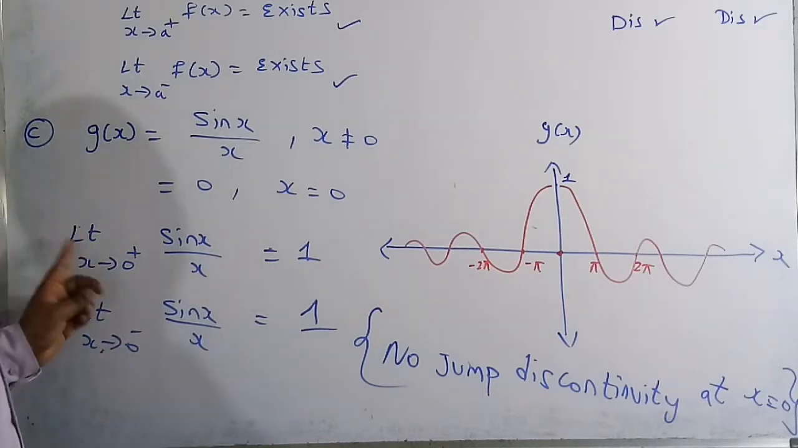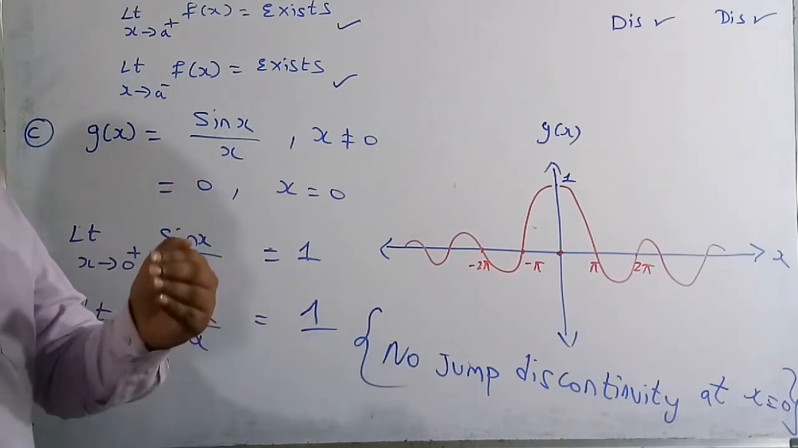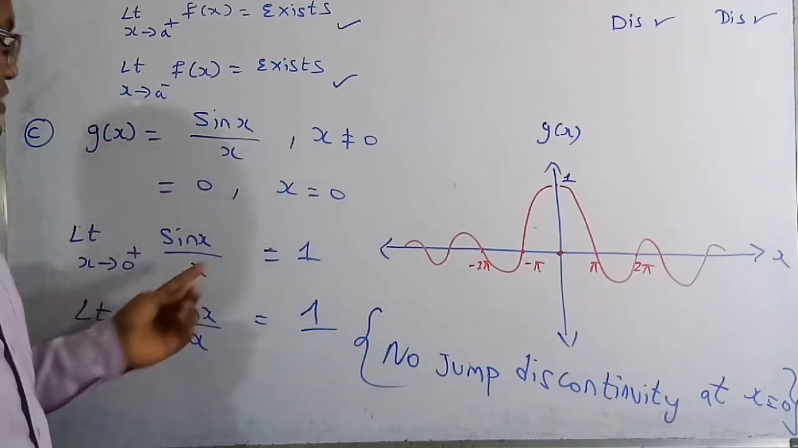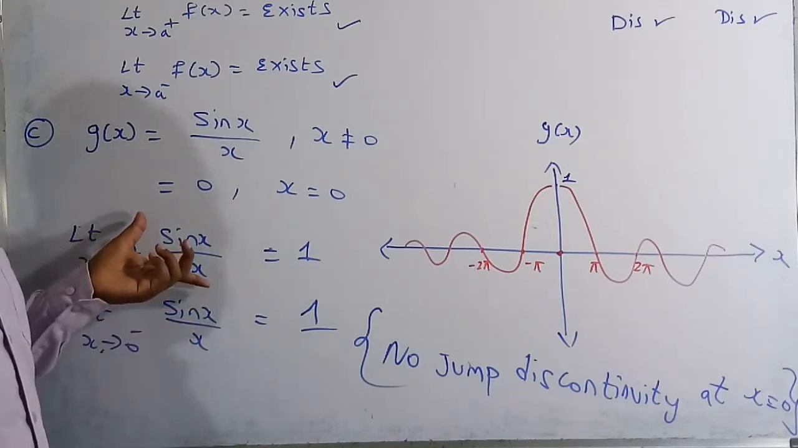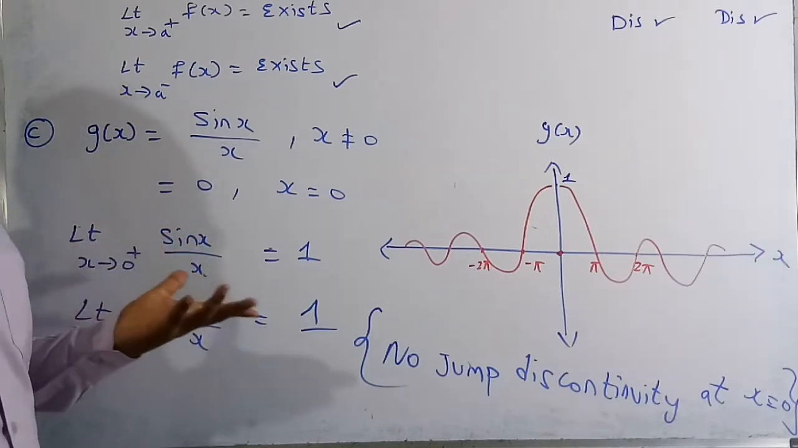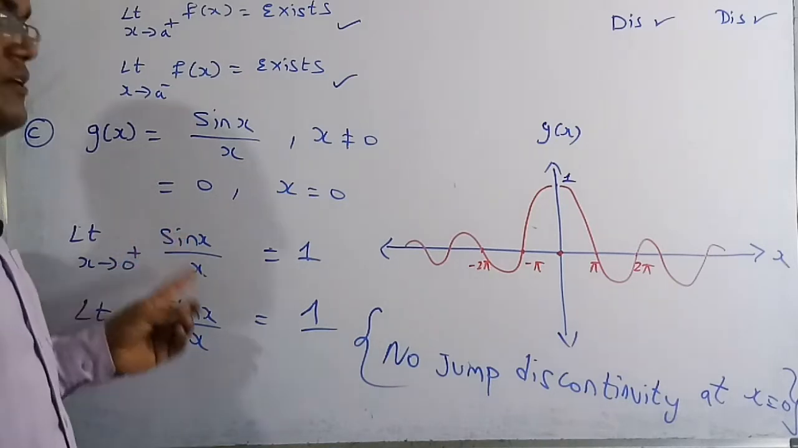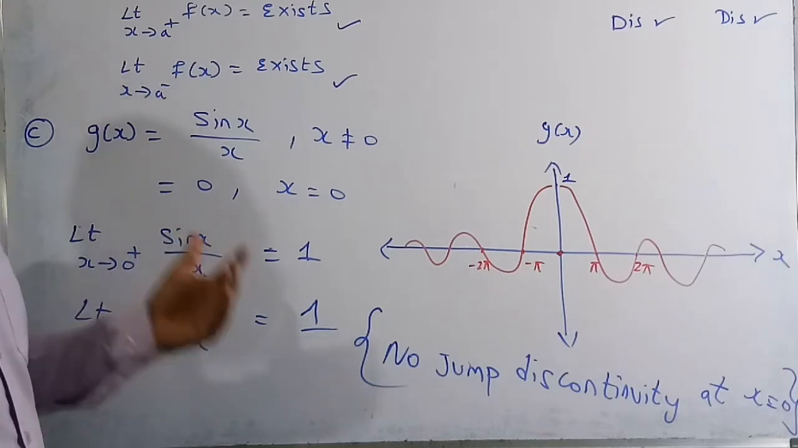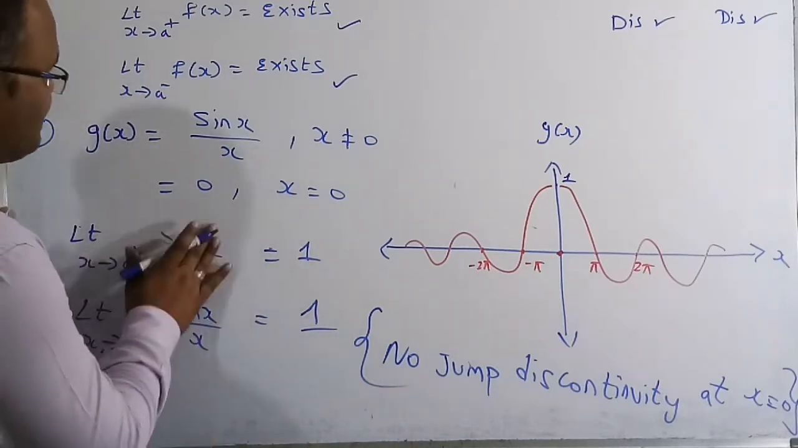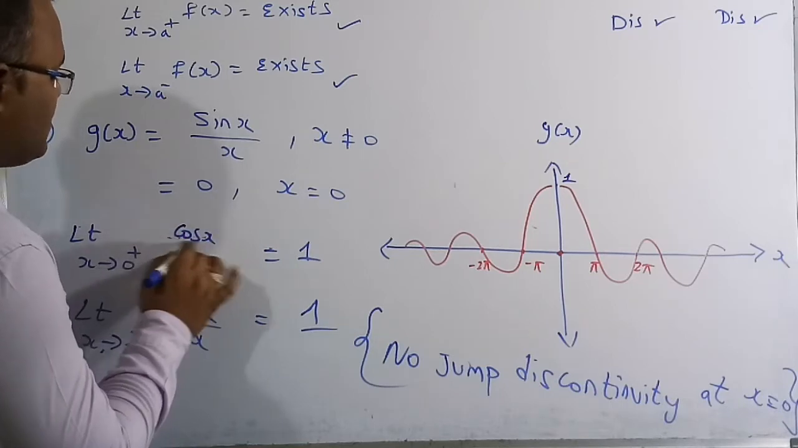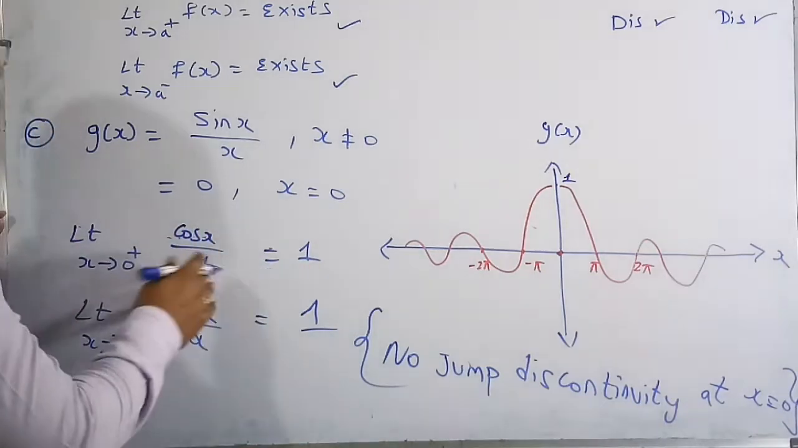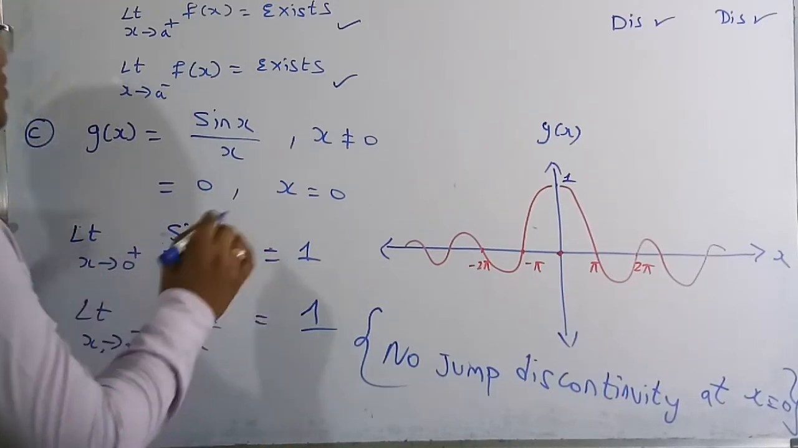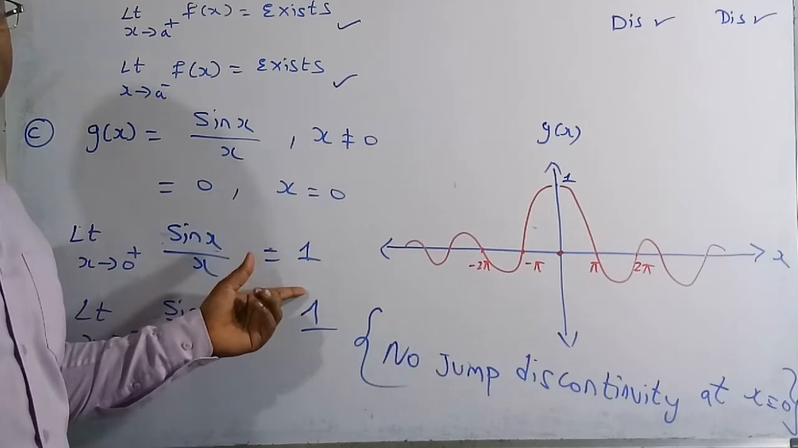The right hand limit is the limit as x tends to 0 plus, meaning x greater than 0, where the function is equal to sin x by x. So we have to find this limit of sin x by x. If we substitute x equal to 0, sin 0 by 0 is in the 0 by 0 form. Go for L'Hospital's rule. The derivative of sin x is cos x and the derivative of x is 1. So you are going to get cos 0, which is equal to 1. So the value of sin x by x is equal to 1. The right hand limit is equal to plus 1.